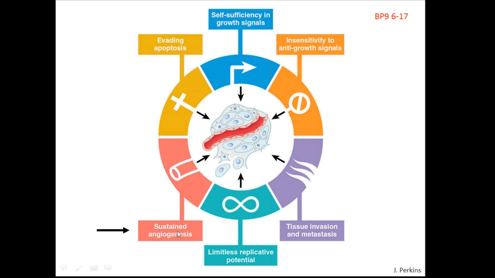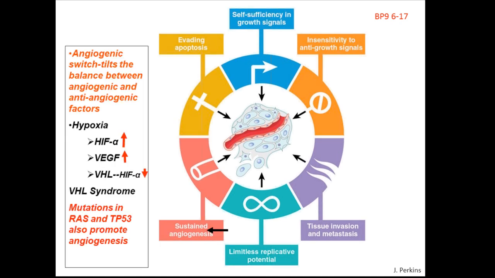Tumor cells must develop blood vessels, must sustain angiogenesis. Otherwise, they can't grow beyond a size of about 2 centimeters. So how do tumor cells sustain angiogenesis? Well, that turned out to be the topic for which this year's Nobel Prize was granted.